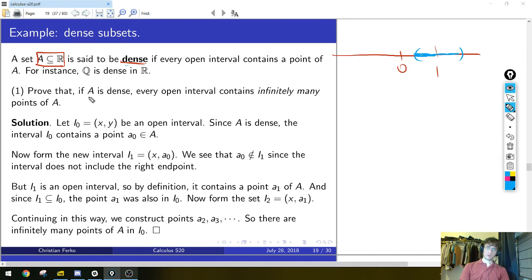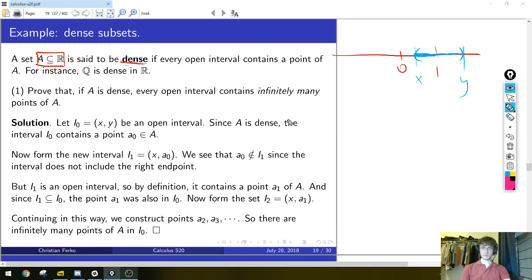So in the first part, just to understand what dense means, we're going to prove that if A is dense, something stronger is true. Not only does every open interval contain one point of A, but every open interval contains infinitely many points of A. Infinitely many. Here's the proof. Okay. So we start with an open interval. Here's, in the picture, say (x, y). So suppose (x, y) is an open interval. We're trying to prove that there are infinitely many points of A in this blue interval. All we know from the definition is that every open interval contains one point of A. So we have to use that.